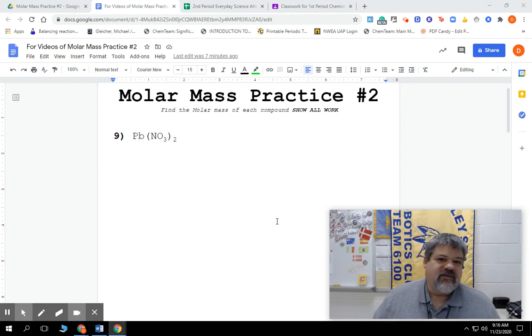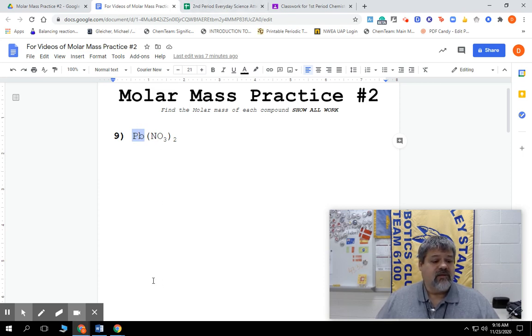So molar mass practice sheet number 2, problem number 19. Again, we're going to start off by naming this compound. Now you should know how to name this compound, but if you remember, we have to go to that first element. That first element that's right there is Pb, and we have to find out what that is.